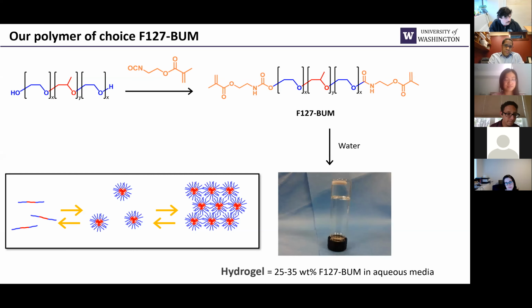We have these linear polymers that have these blue segments that are water soluble, and this red segment in the middle that's not, or has some variable water solubility. And so these polymers will self-assemble in water to form these micelles, about 14 nanometers in diameter or so. These micelles will then pack and interact with each other, and when that happens, we create this gel in water. And so we're effectively using these nanostructures as viscosity modifiers to create gels that we can print with.